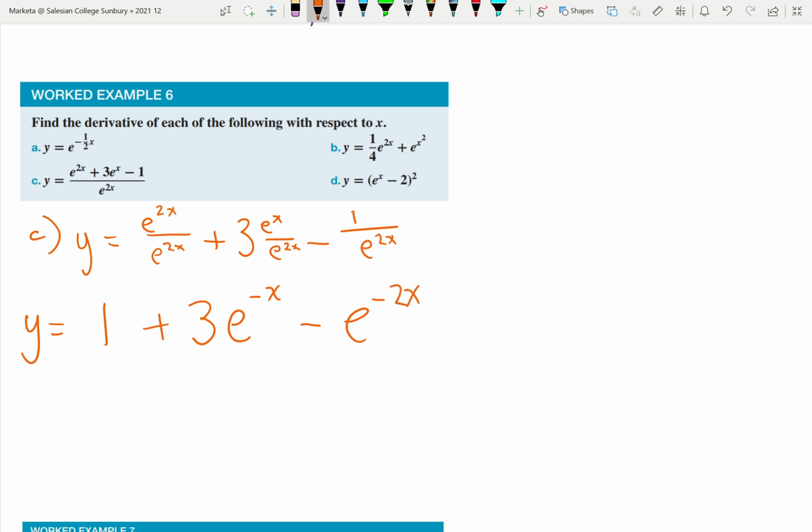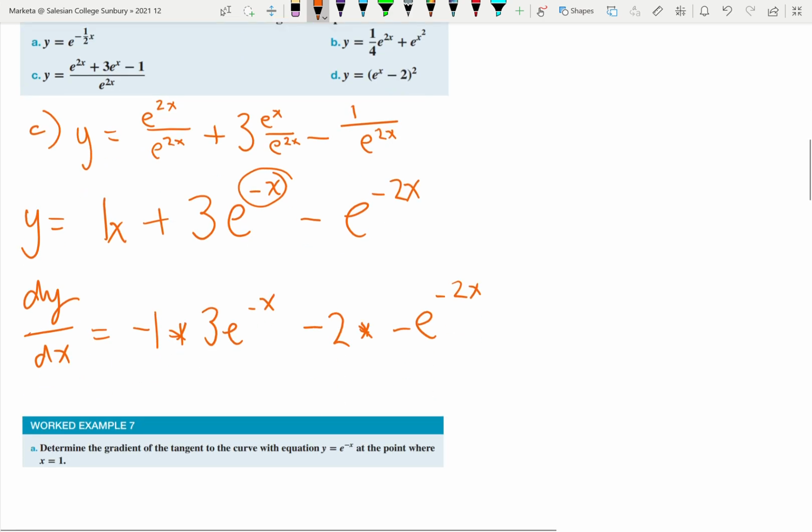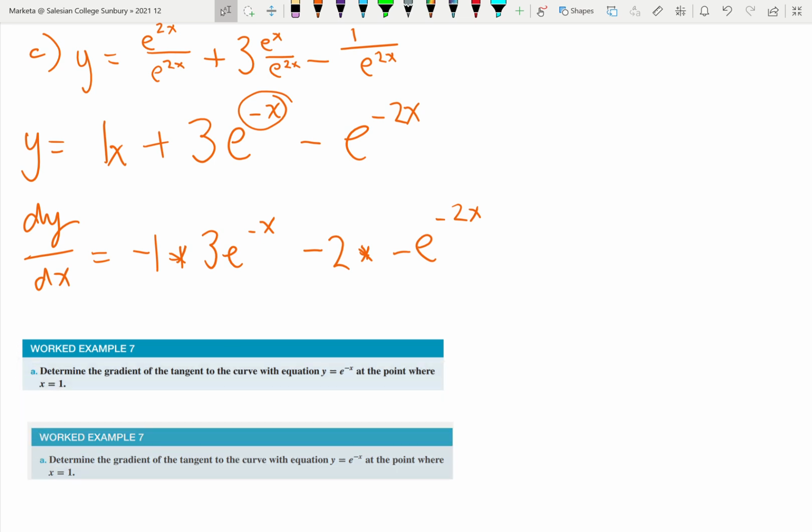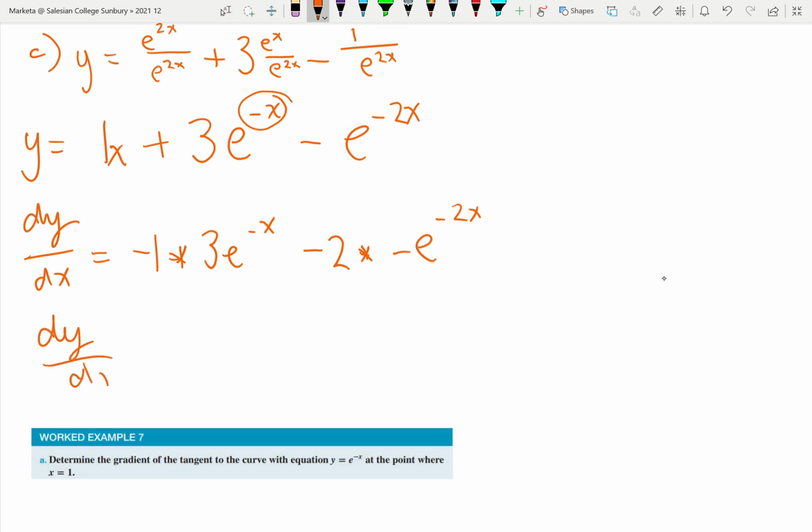So now I'm going to just derive it as per usual, so dy over dx equals, well, 1, that's x to the power of 0, 0 times 1 is 0 times x to the neg 1, well, it's going to be 0, that's why that will go. The derivative of negative x is negative 1, so we get negative 1 times 3e to the neg x, and then we've got negative 2 times negative e to the neg 2x, and that will become negative 3e to the neg x plus 2e to the neg 2x.